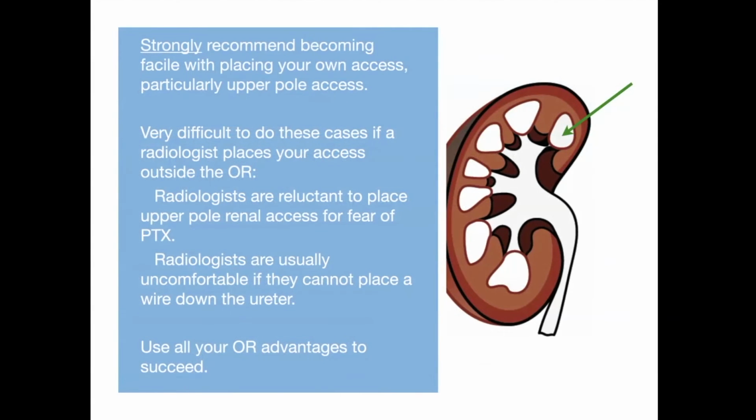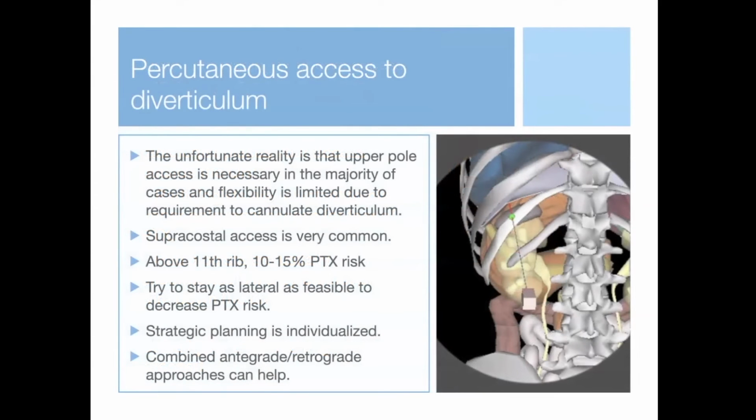Really, it's important if you're going to do these cases percutaneously that you're comfortable placing your own access. This is a difficult case to do if you're asking your radiologist to place access for you in the radiology suite. Use all your OR advantages to succeed in these cases. The unfortunate reality is that upper pole access is necessary in the majority of diverticular cases, often supracostal access, and that does increase your risk of pneumothorax. It's important to stay as lateral as possible to decrease that risk.